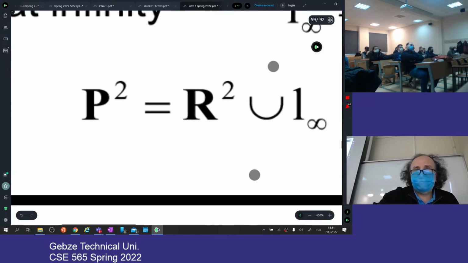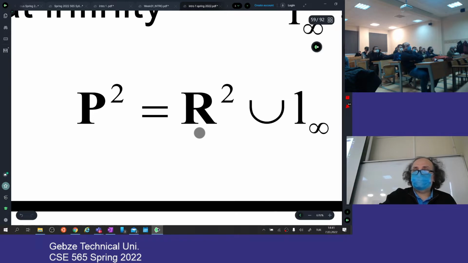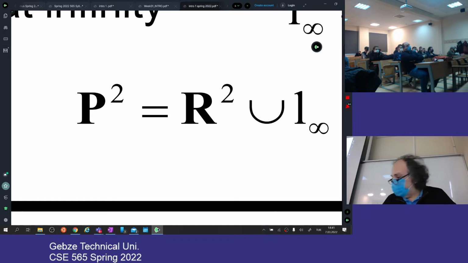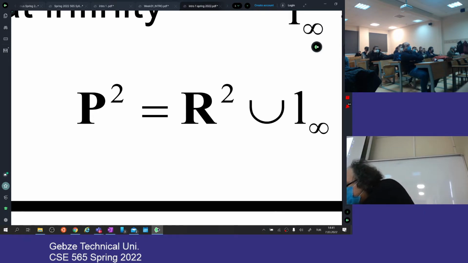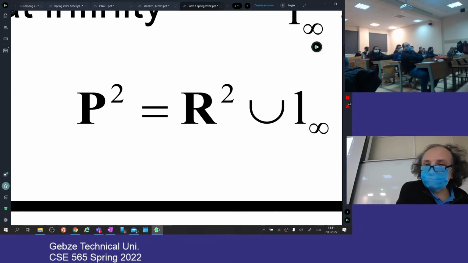Can somebody read this to me in English or Turkish? These are all the points in our non-homogeneous coordinates. Complete the rest of this for me. While you are doing that, I am going to do this. Read it in Turkish or English.